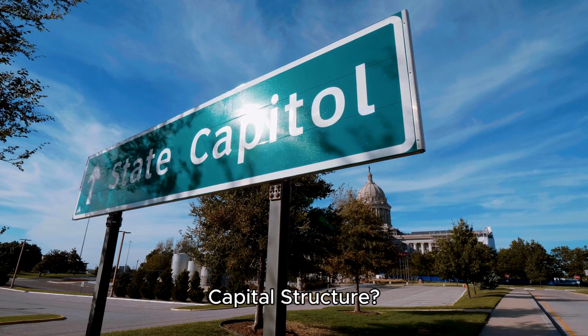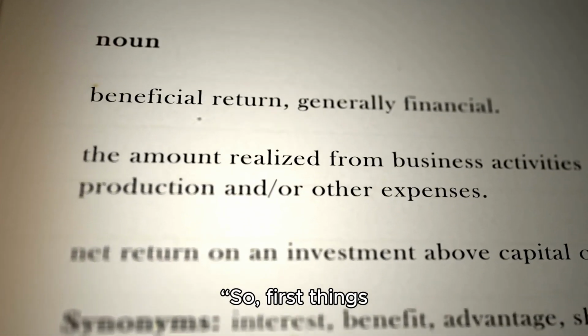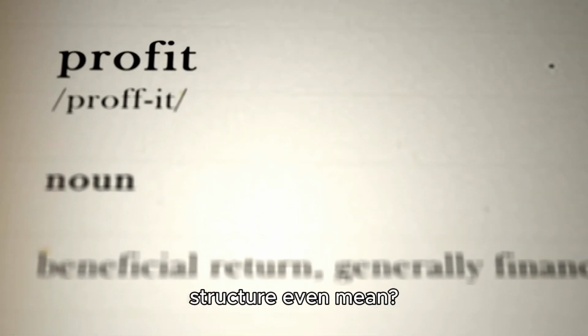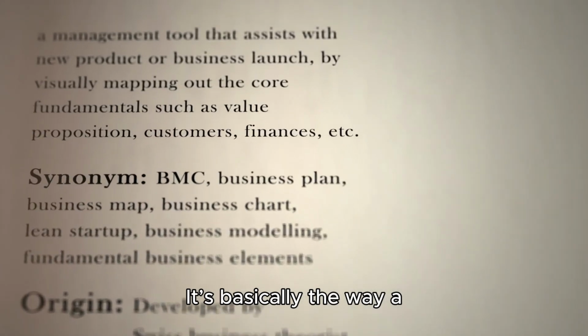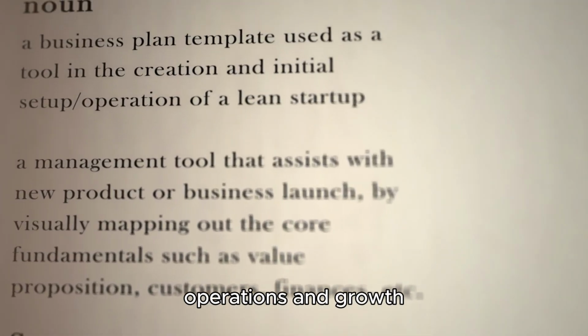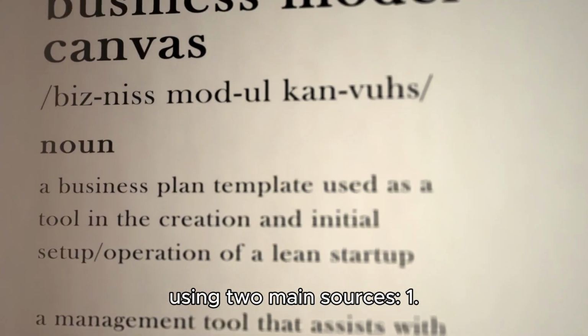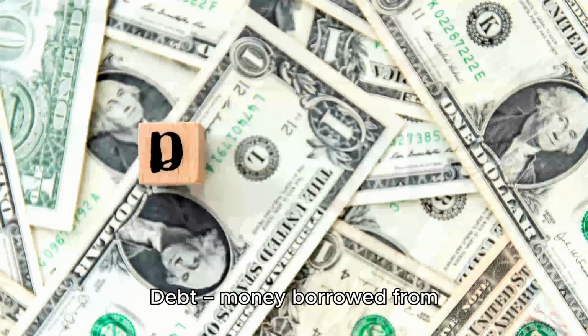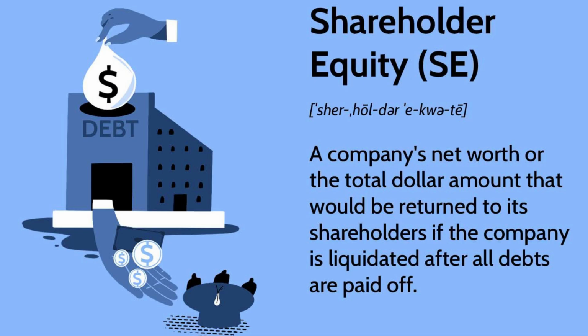Section 1. What is capital structure? So, first things first, what does capital structure even mean? It's basically the way a company finances its operations and growth using two main sources. 1. Debt, money borrowed from banks or investors. 2. Equity, money raised from shareholders.